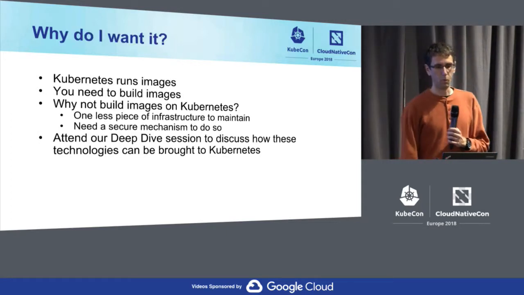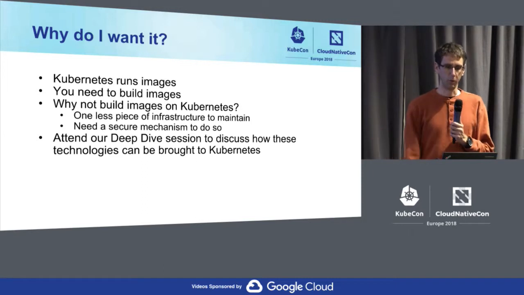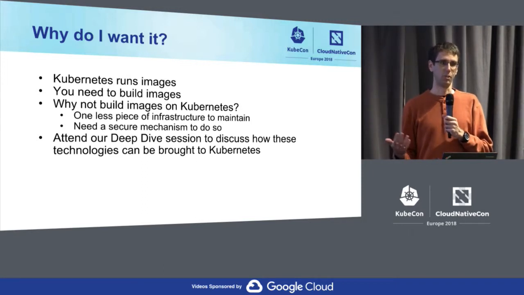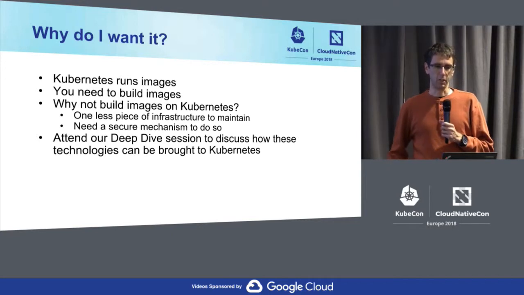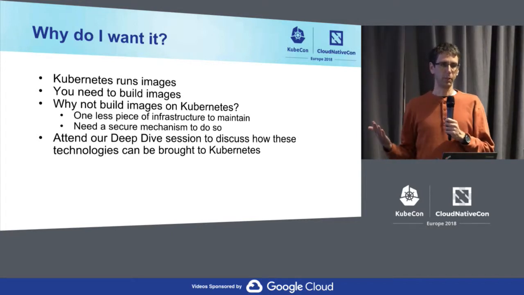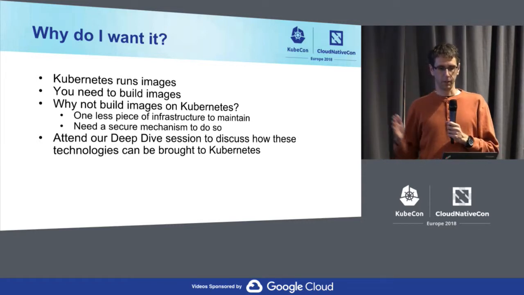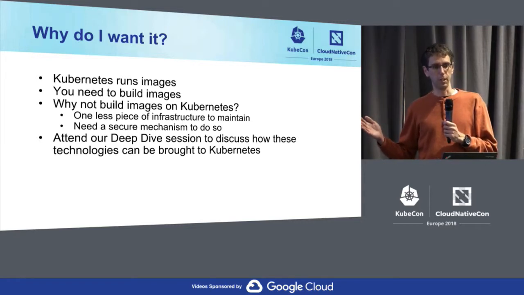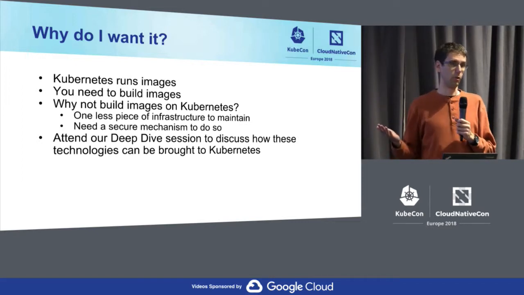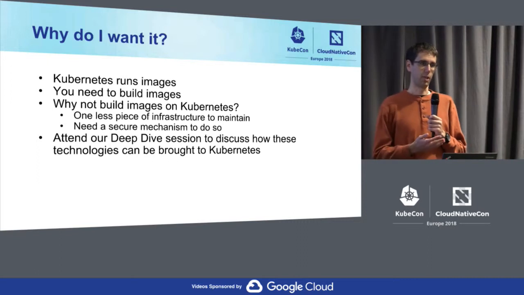All right, so why do you want to go from source to image? Well, Kubernetes runs images, so you need to figure out how to get your application source code into an image. You therefore need to be able to build images, and this is kind of leading to what we're going to talk about more tomorrow in the deep dive, but if you're going to have to build images, why not do it on the cluster you already have to run anyway? Don't have a separate set of infrastructure.